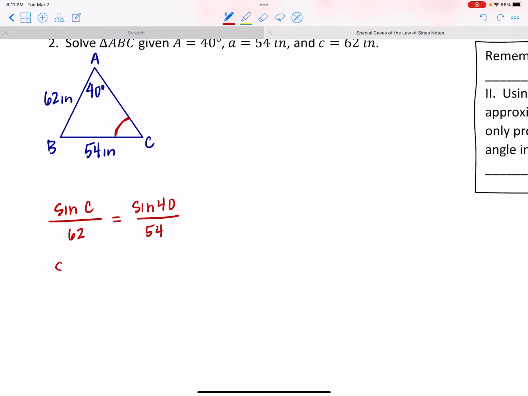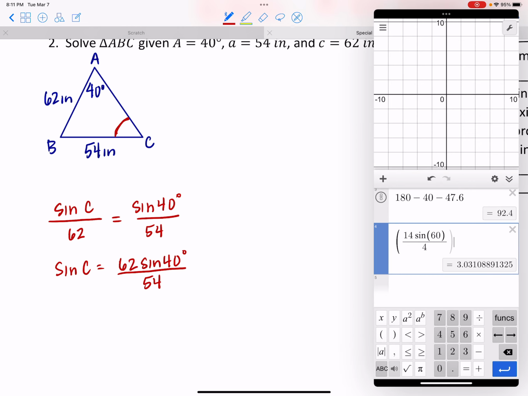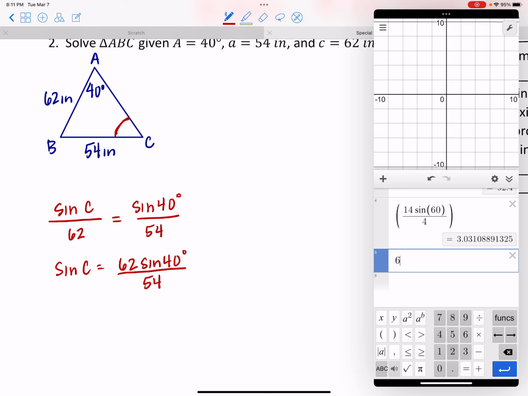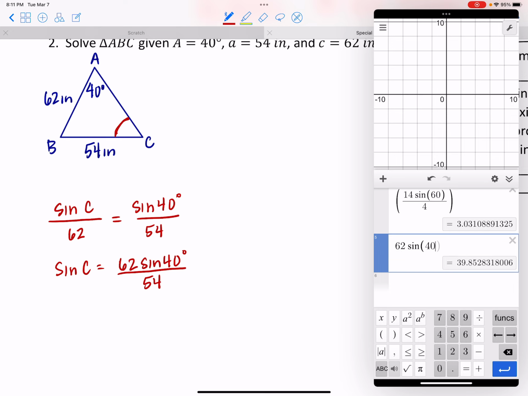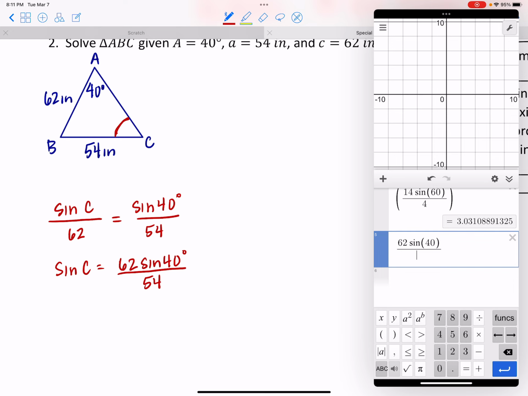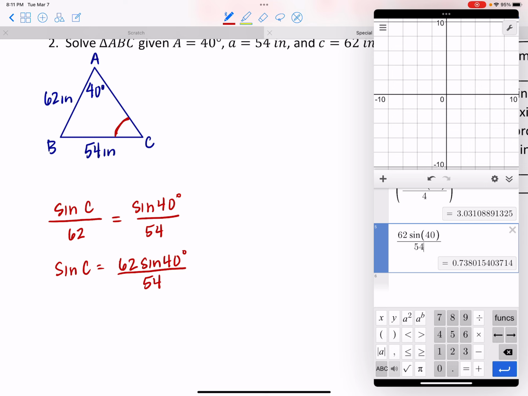And so I can say that the sine of C is 62 times the sine of 40, not to forget my degrees, over 54. And before I continue, I'm going to go ahead and put that ratio in and make sure it's in the range. So 62 times the sine of 40, and that's all going to be divided by 54. And you see that's approximately 0.74-ish, which is in our range from -1 to 1.